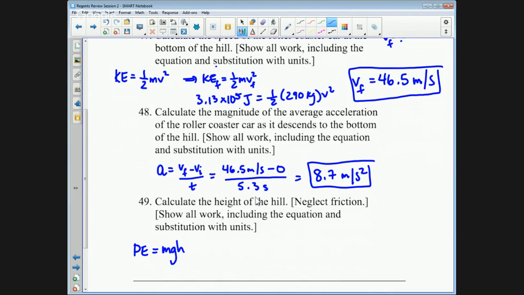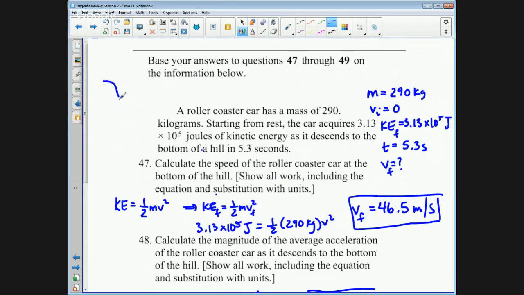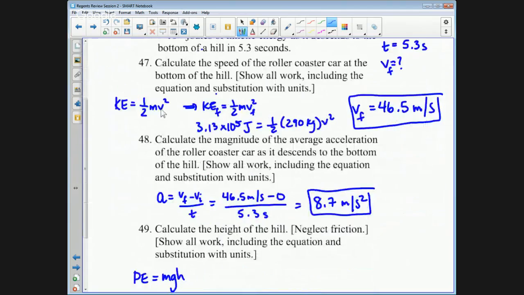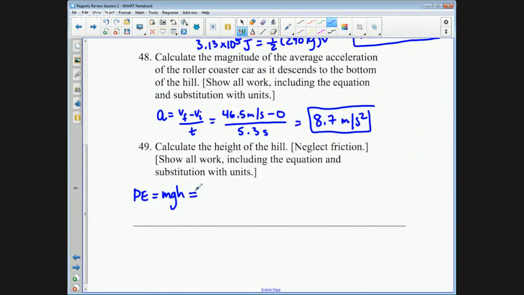Since this is a roller coaster, all of the potential energy here gets converted to the kinetic energy here. So we can actually do this. Kinetic energy equals mgh. This is the final kinetic energy.